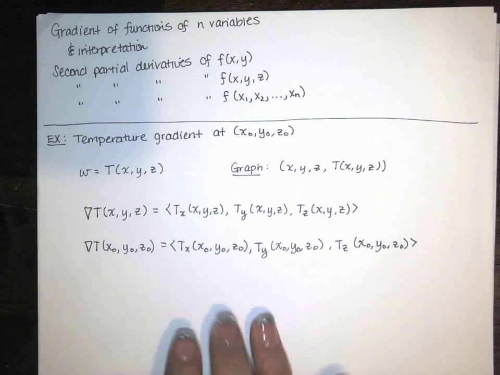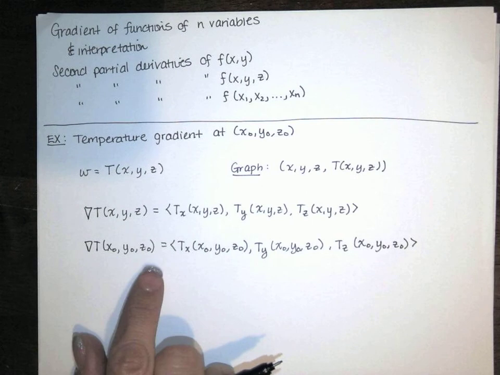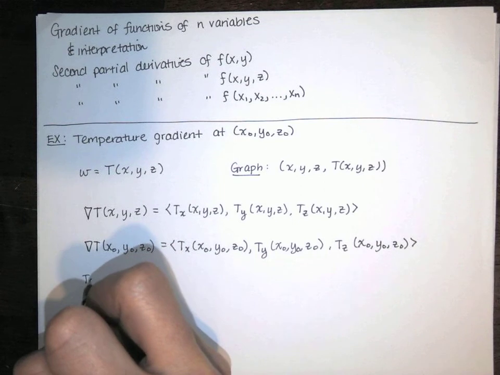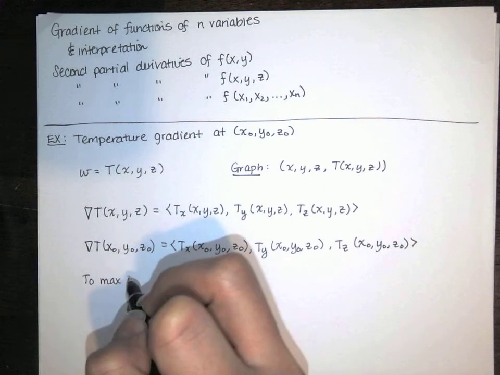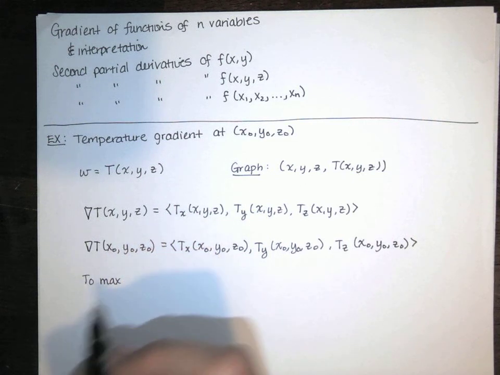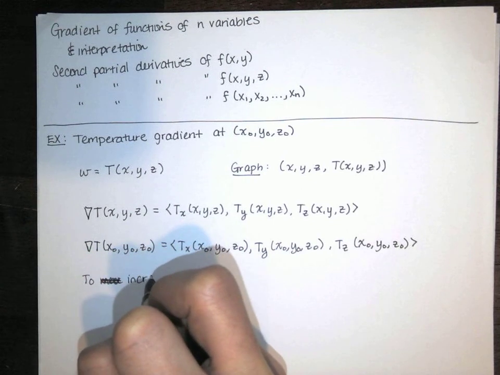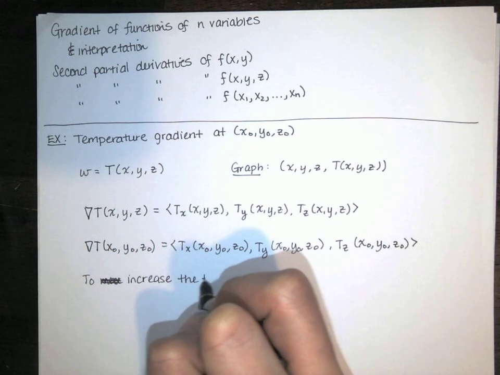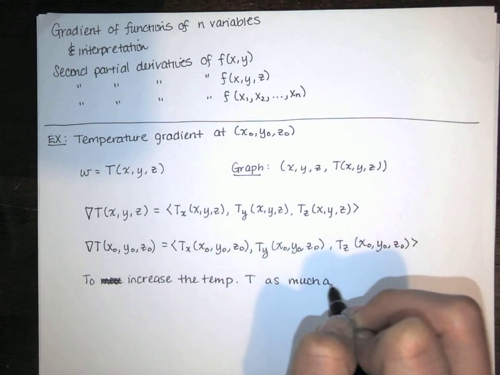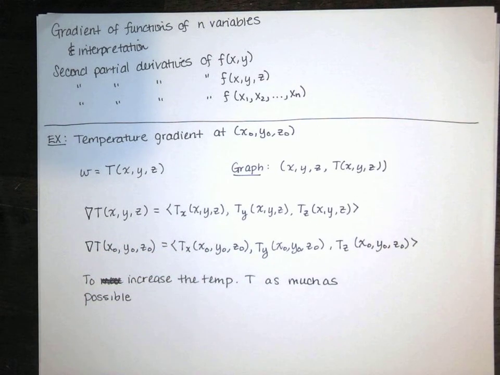What this is saying is, if you want to maximize the temperature as much as possible, and you're at the location x naught, y naught, z naught, you should head in this direction. I want to say maximize temperature. Say maximize the rate of change of temperature. Increase the temperature is more accurate. Increase the temperature as much as possible. Head in the direction of this vector from x naught, y naught, z naught.